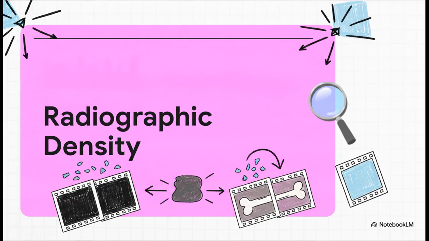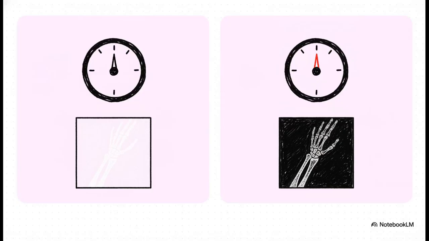But here's what's absolutely crucial to remember. Radiographic density is inversely proportional to the tissue density being radiographed, meaning thicker, denser body parts absorb way more X-rays, which ironically leaves you with a much lighter image on your film. And when that density is off, you completely lose your diagnostic power.